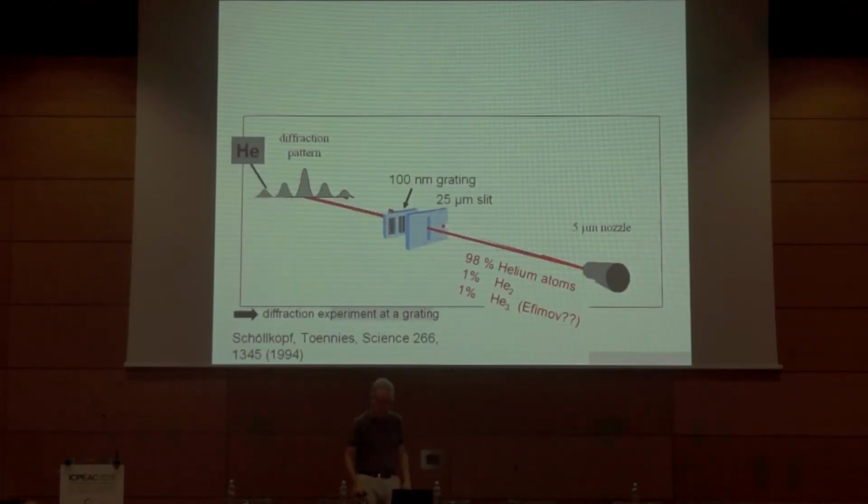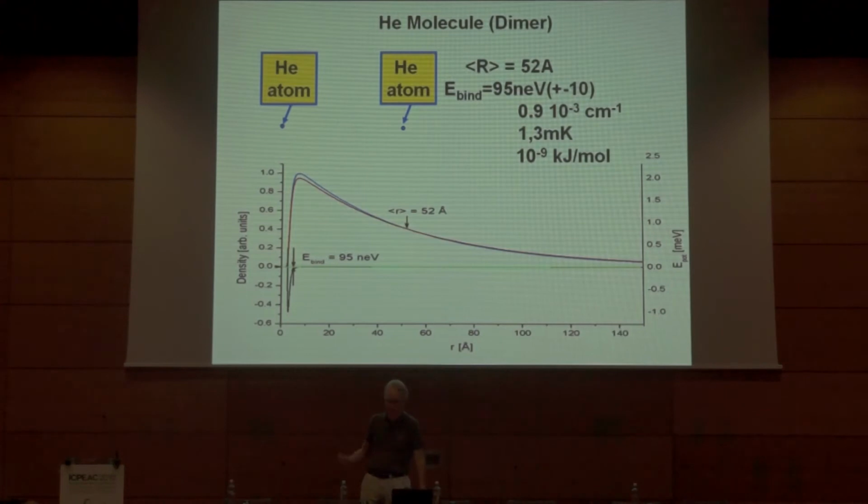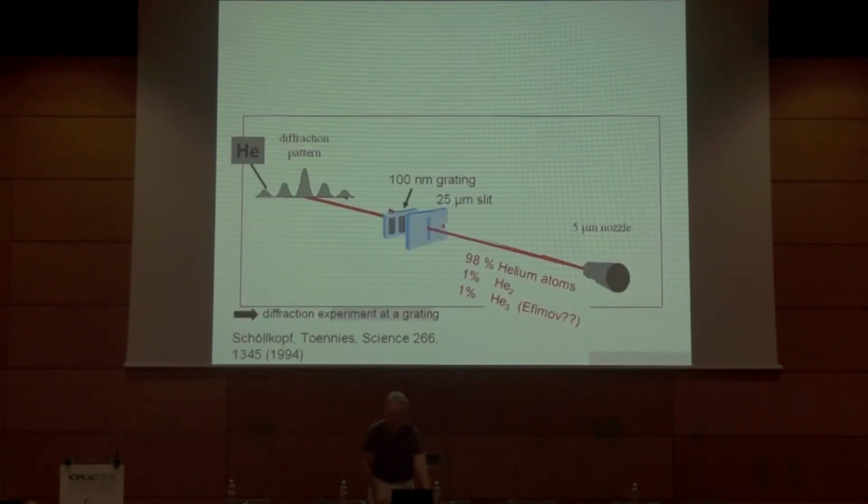Okay, so that's what we are after. We want to see that wave function by Coulomb explosion imaging. Before you can do that, you first have to make these dimers. How do you do that? They are bound by only nanoelectron volts.